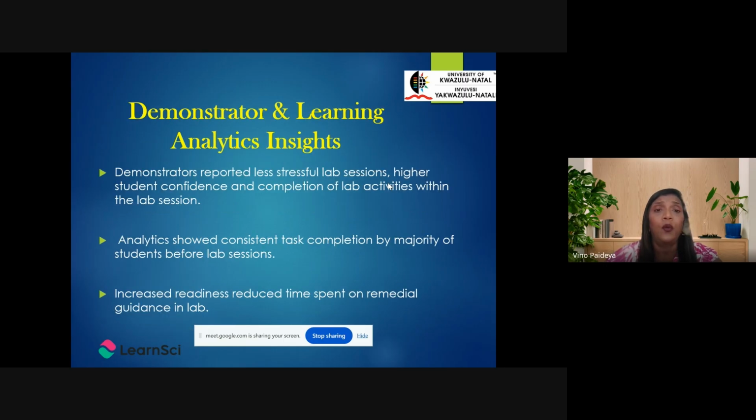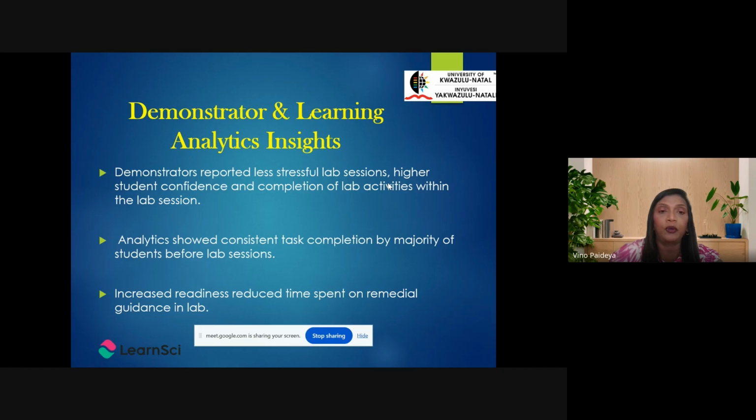And then we asked the demonstrators about their experiences, and demonstrators reported less stress in the lab sessions, higher student confidence, and completion of lab activities within the lab session. The analytics showed consistent task completion by the majority of students before the lab sessions, and increased readiness reduced time spent on remedial guidance in the lab.